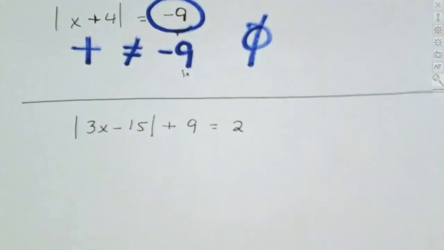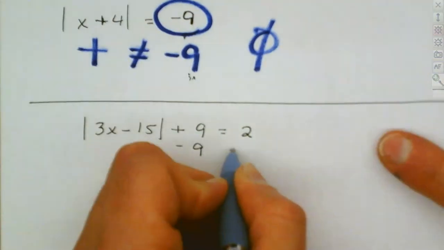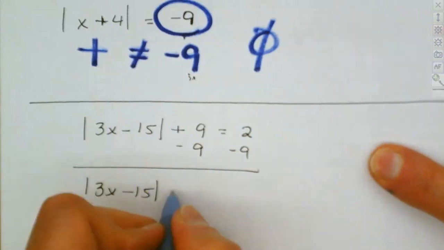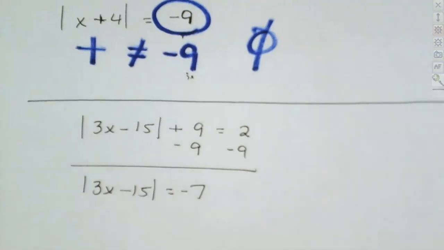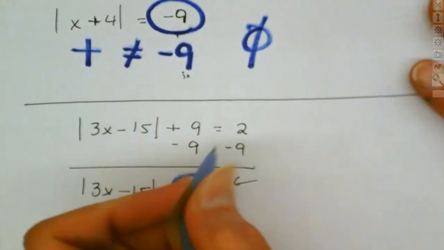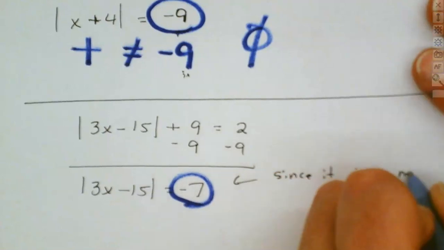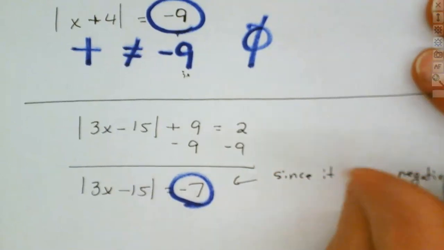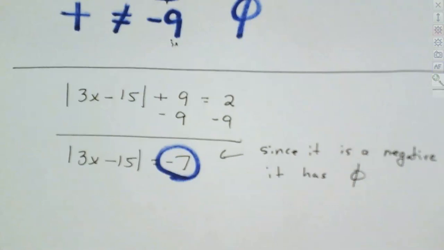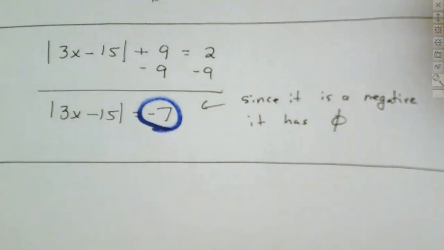Now, what about this one? This one looks like it might have a solution, right? But what happens when I move that 9 over? It makes the left-hand side equal a -7. And let me just write it out so you see here. Since it is -7, it has no solution. Okay? So if, when you move it over, that right-hand side is negative, it has no solution.